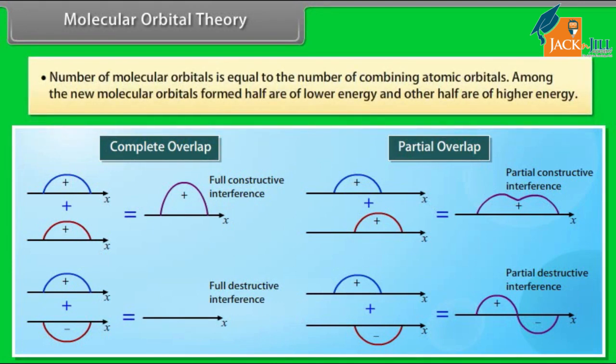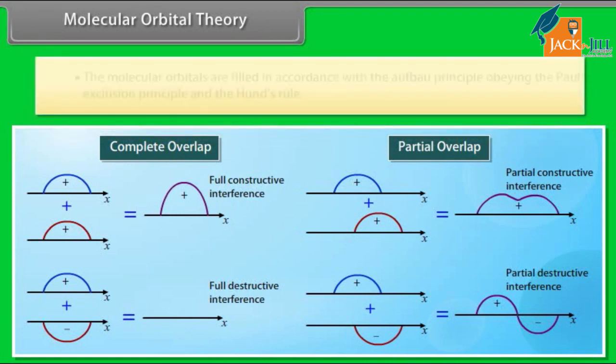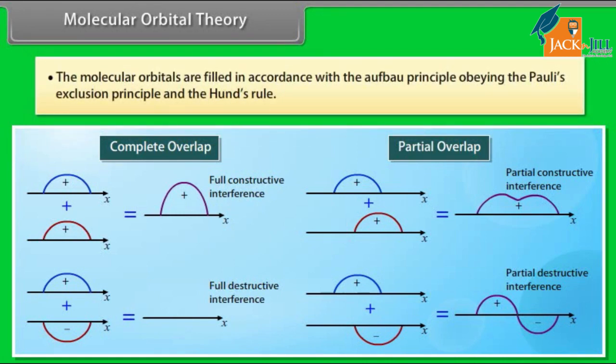Number of molecular orbitals is equal to the number of combining atomic orbitals. Among the new molecular orbitals formed, half are of lower energy and the other half are of higher energy. The molecular orbitals are filled in accordance with the Aufbau principle, obeying the Pauli's exclusion principle and the Hund's rule.